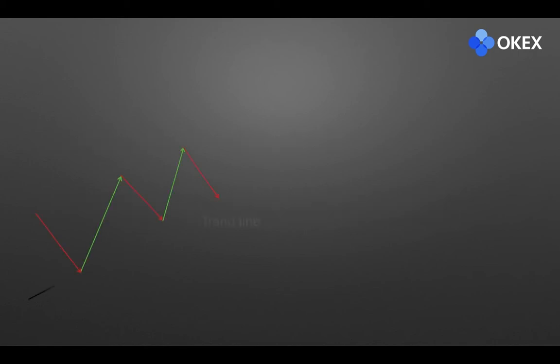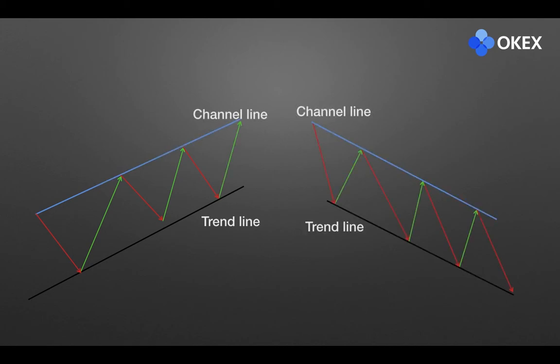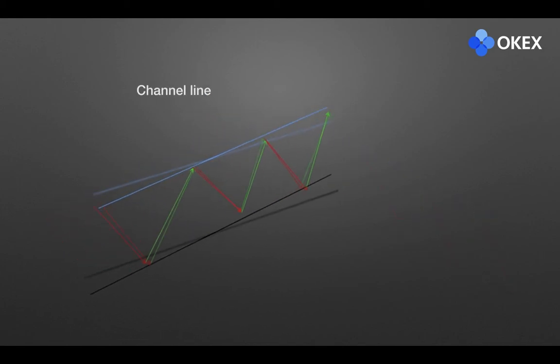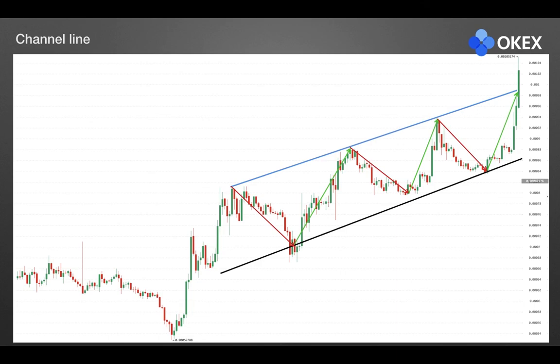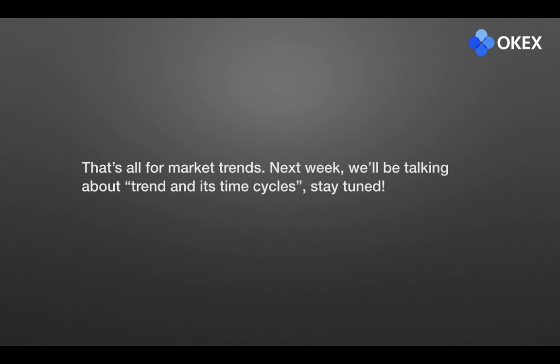The black line is the lower trend line, while the blue line is the upper trend line. On the left is a simplified ascending channel chart, and the one on the right is a descending channel chart. Let's look at a real chart. When the candlesticks cross above the channel line, it means that the trend is advancing and getting stronger. When the candlesticks drop below the channel line, it means that the trend is weakening and the market might turn around.